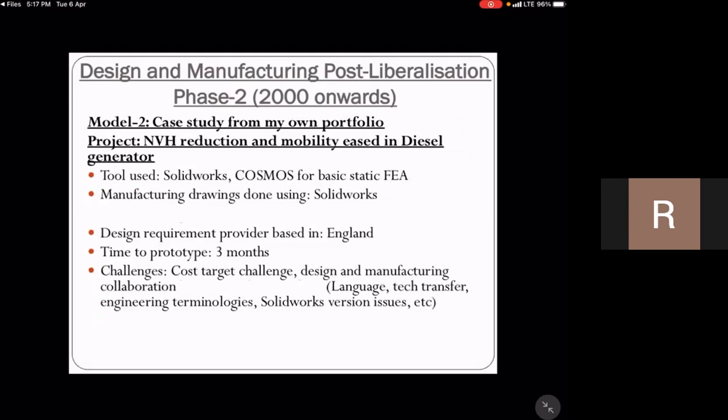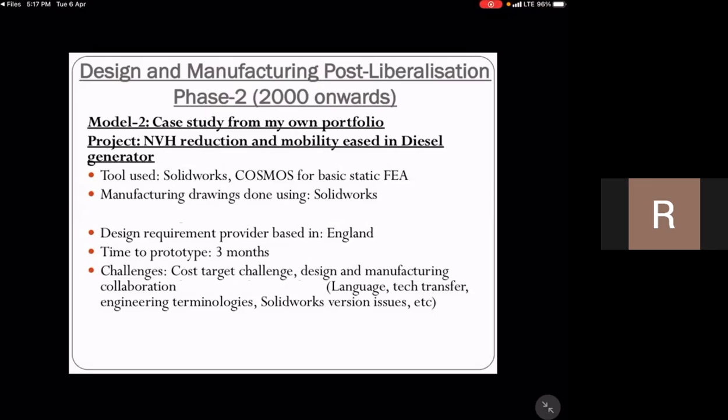So the case study which I'm going to present for this model 2 of this phase is an NVH reduction and mobility in a diesel generator, where we bought a generator from an Indian manufacturer. It was a very crude generator. We bought it. We did some changes in that generator. You'll see what the changes are. We reduced the NVH level. The noise, vibration, harshness in this particular diesel generator is very high. You cannot run the generator without deafening anybody in the nearby surroundings.